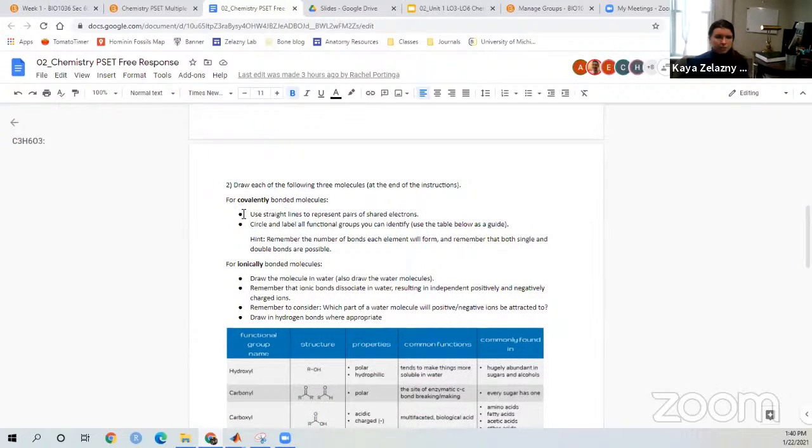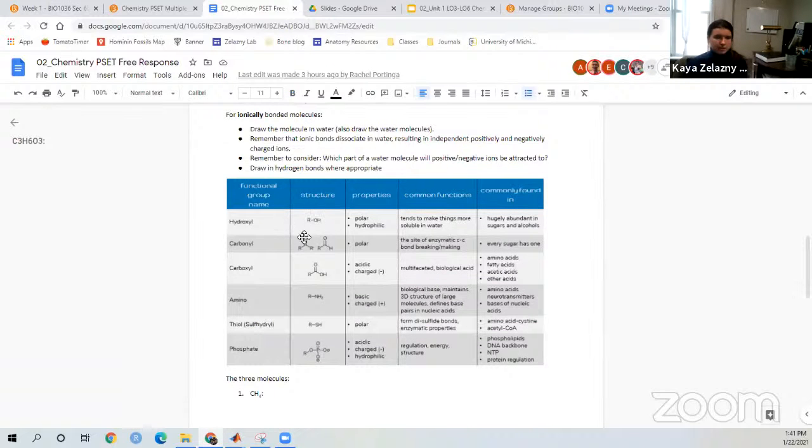Okay. And pay careful attention to the instructions. If you're drawing a covalently bonded molecule, you're representing covalent bonds with straight lines, pairs of shared electrons. I want you to circle and label functional groups you can identify. Functional groups are specific configurations of atoms that we'll see repeatedly in different types of molecules, and you have a table of them below.